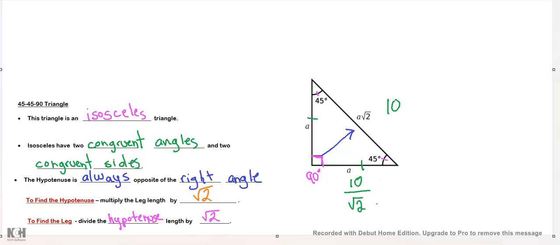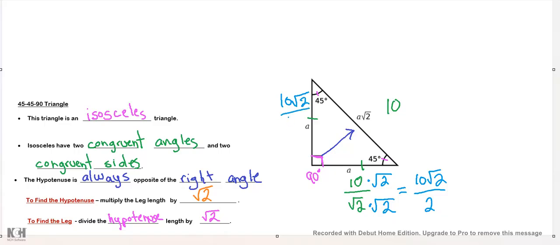But if you remember, we can never have a radical in the denominator. That just does not work. To get rid of the radical in the denominator, you multiply it by itself. We call that rationalizing it. Whatever you do to the bottom, you have to do to the top. So the square root of 2 times the square root of 2 makes a 2. And up here in the numerator, we just have 10 times the square root of 2. So that is going to be the length of these sides.